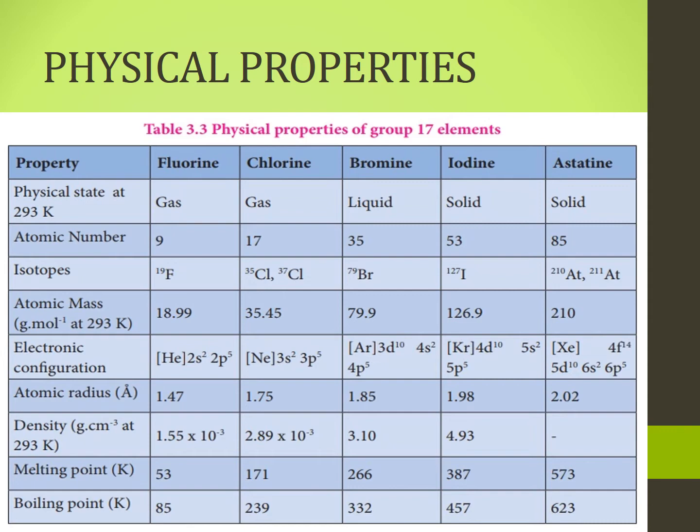Fluorine is in gaseous form. Chlorine is also a gas. Only bromine is liquid. Iodine is solid. Astatine is in solid form. When it changes from 293 Kelvin to 53 Kelvin, the gas melts, and when we go to 85 Kelvin, the gas boils and next converts to solid, like one phase to another phase it changes. So these are the physical properties of group 17 elements.